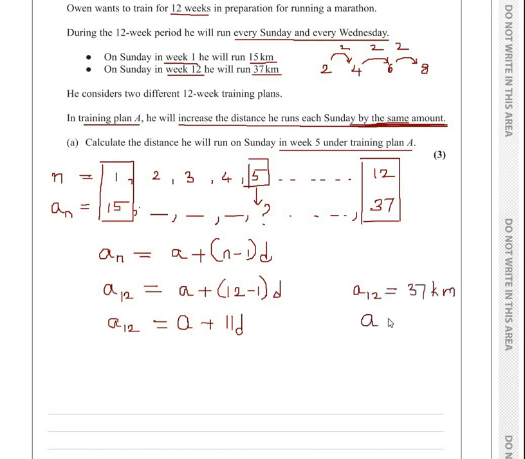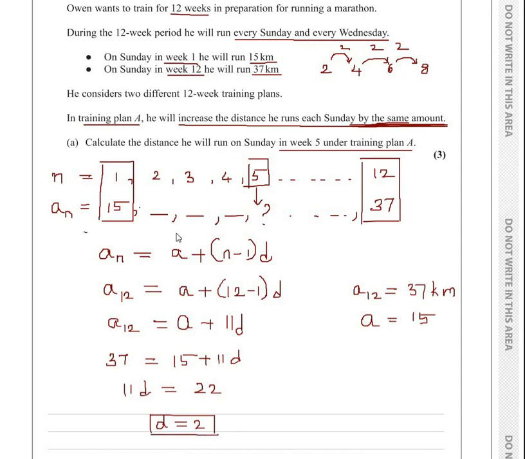And a stands for the first term in the sequence. So the first term in the sequence is 15. So let us substitute these values here now. 57 equals 15 plus 11d. So we get 11d equals 57 minus 15, that will be 42. So d will be equal to 42 divided by 11. So we got the common difference here.